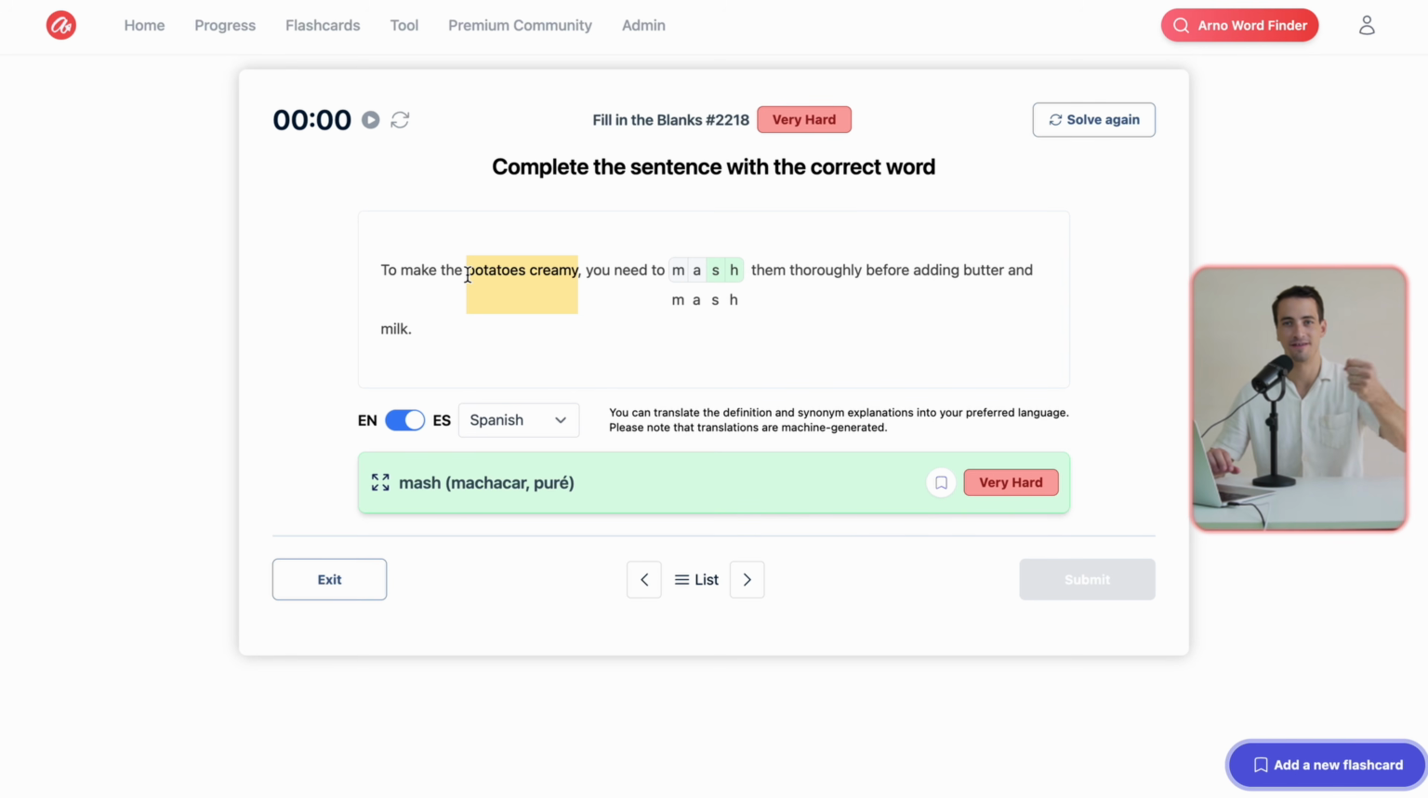It means to, like this, right? It's not cut, but it's like a tool, usually flat like this, and you hit the potatoes like this. You can also mash meat with like a hammer to make it flat and smooth as well. So mash means to kind of hit something like with a hammer or some kind of tool to make it smooth.